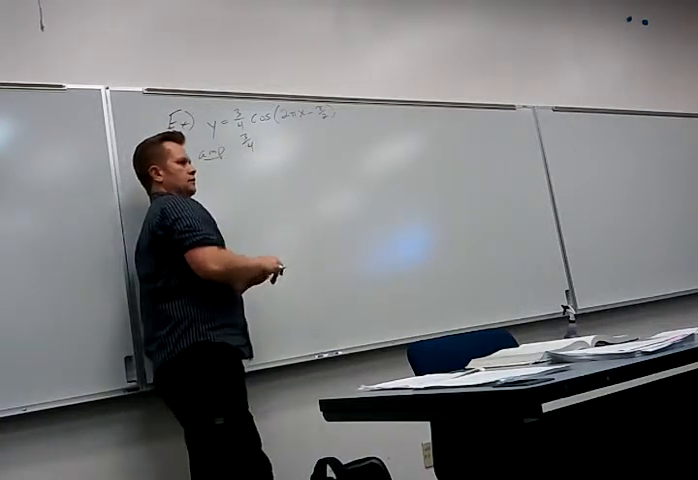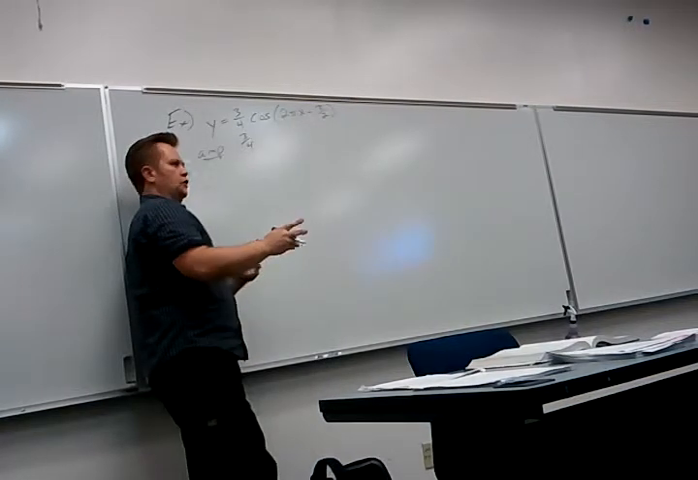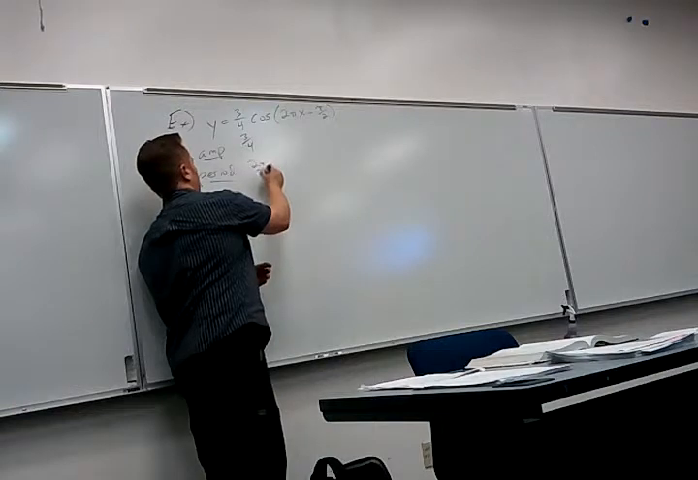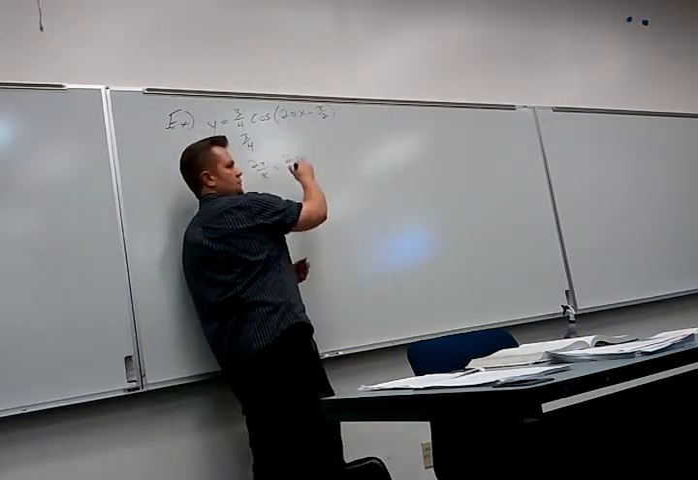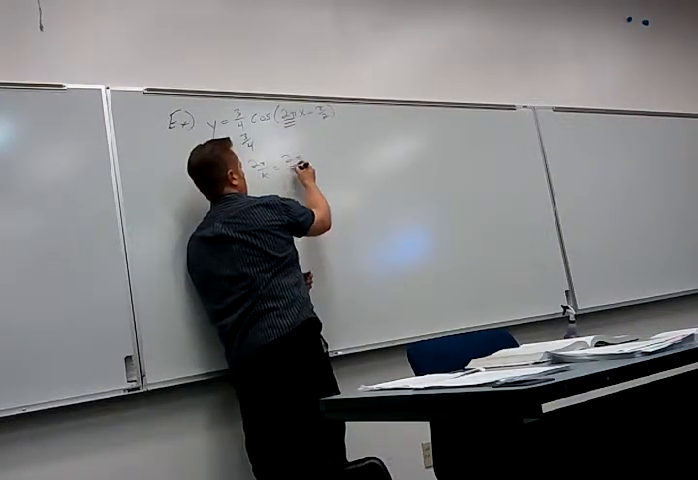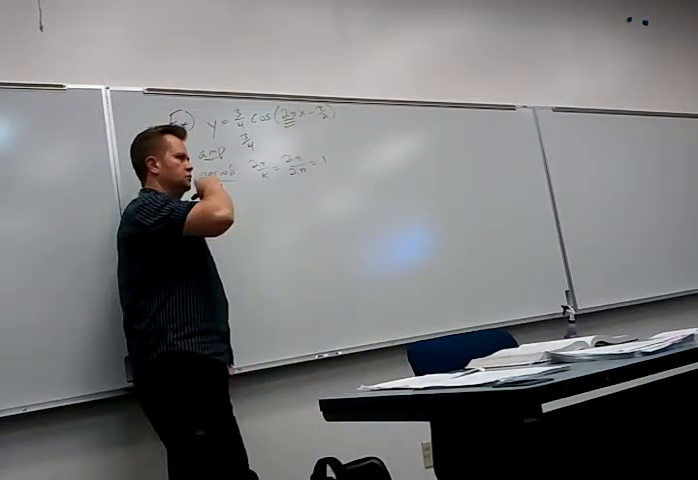What else can I get? Yeah, what do I have to do before I can get the phase shift? The period I can get directly. What's K? Yeah, K is 2 pi. 2 pi over 1, so the period is 1. Cool. So we caught up to you.